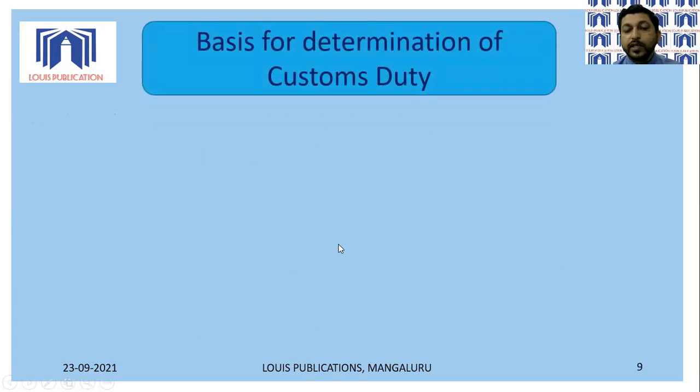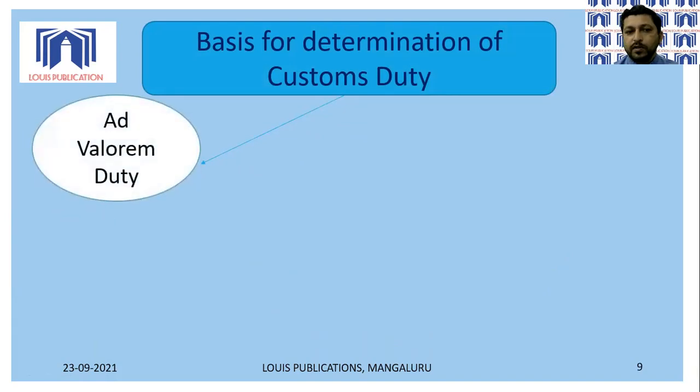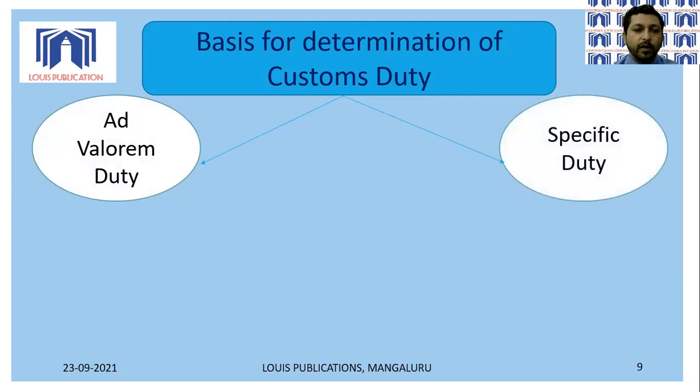Now, let's move to the next concept. What is the basis for determination of customs duty? There are two very important criteria that we have as far as customs duty valuation is concerned. One is the ad valorem duty and the second one is specific duty. Ad valorem, as the name suggests, means add value. We have a manufacturer, we have a wholesaler, we have a retailer, we have a customer.